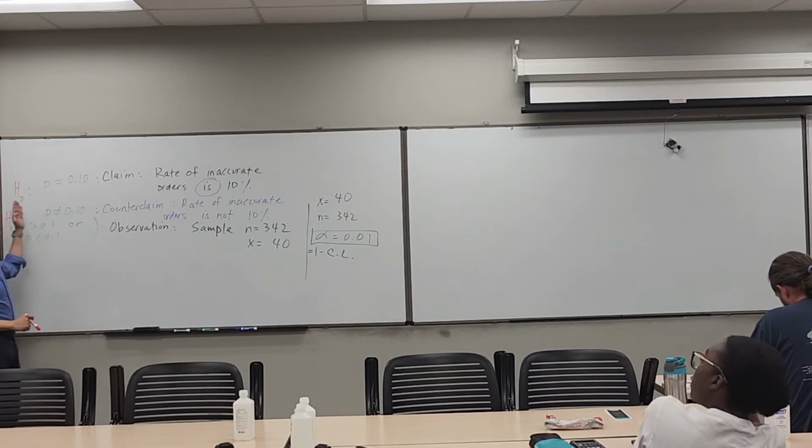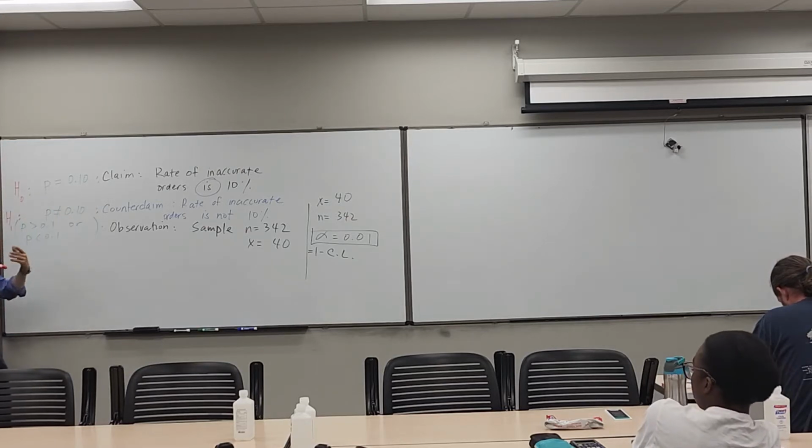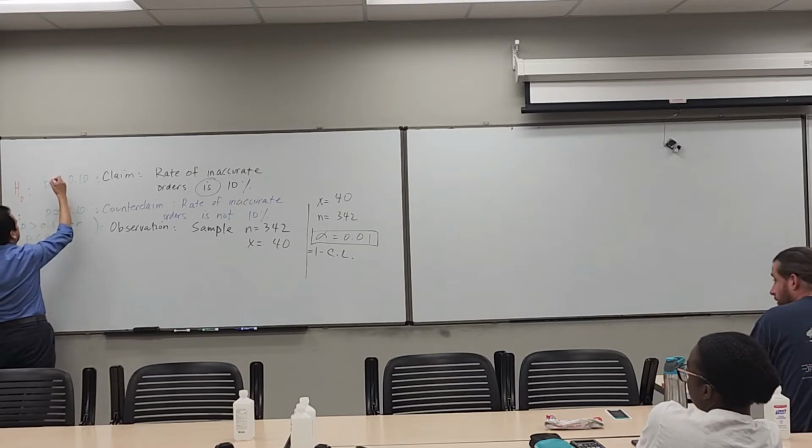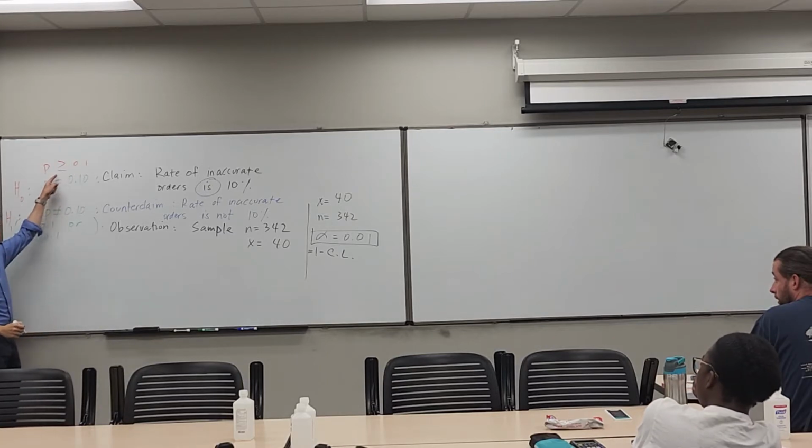So in this case, what was the null hypothesis? It only contains the equal sign. So that whole thing is the null hypothesis. But if you had a case where, for example, this had been P is greater than or equal to 0.1, then that would have contained the equal sign as well. So that would have also been the null hypothesis.